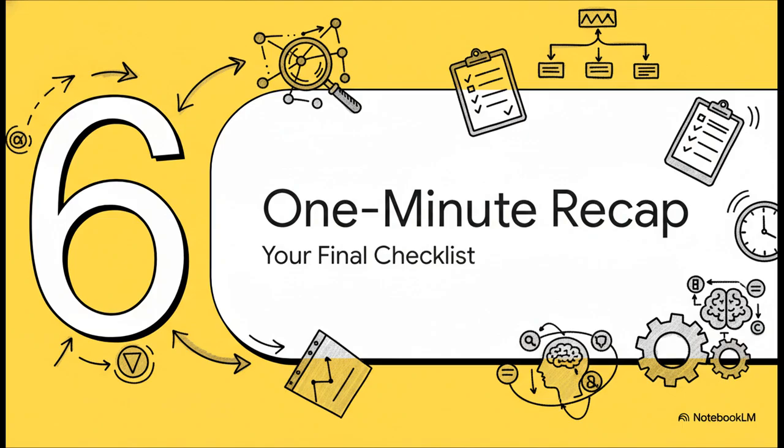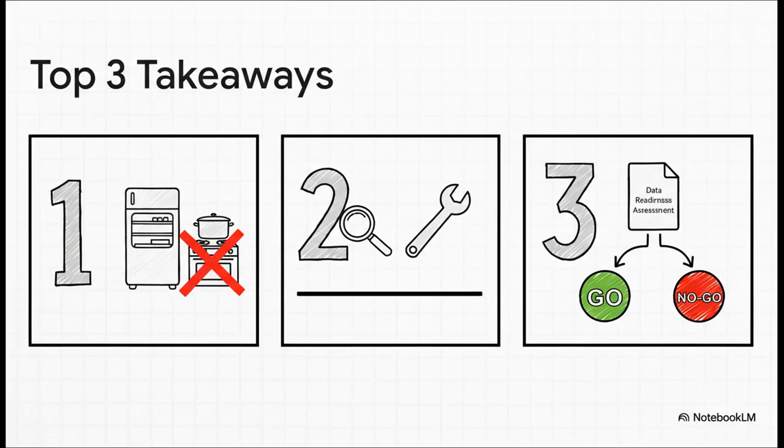All right, let's bring it all home. Time for a 1-minute rapid-fire recap. This is your final checklist for totally mastering data understanding. Okay, here are the top 3 things you absolutely must remember. Number 1, Phase 2 is about checking the fridge, not cooking the meal. Number 2, the number 1 trap on the exam is confusing understanding with preparation. If you're fixing data, you're in Phase 3, period. And number 3, your main job in this phase, your key deliverable, is to produce that data readiness assessment that leads to a clear, definitive go or no-go decision.